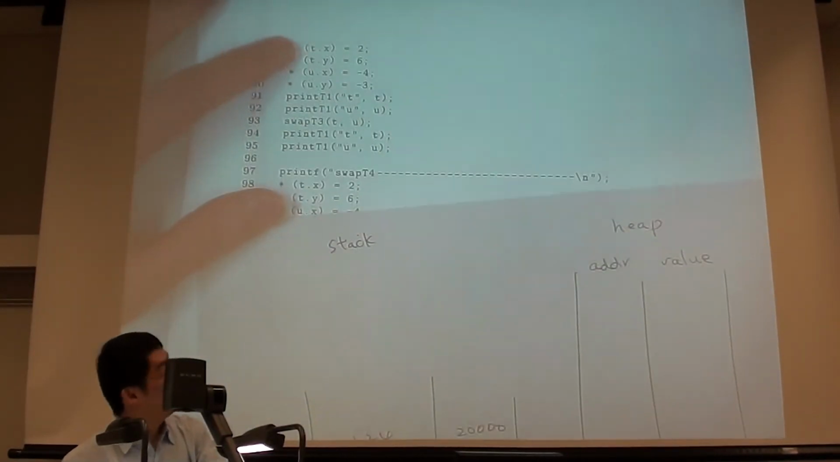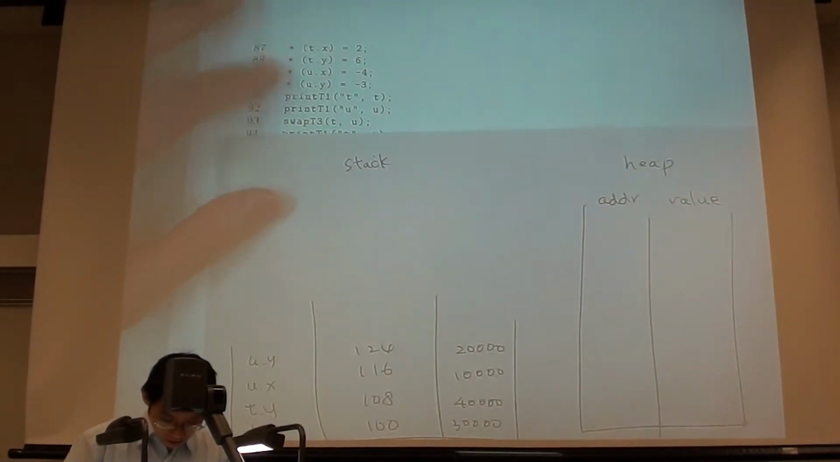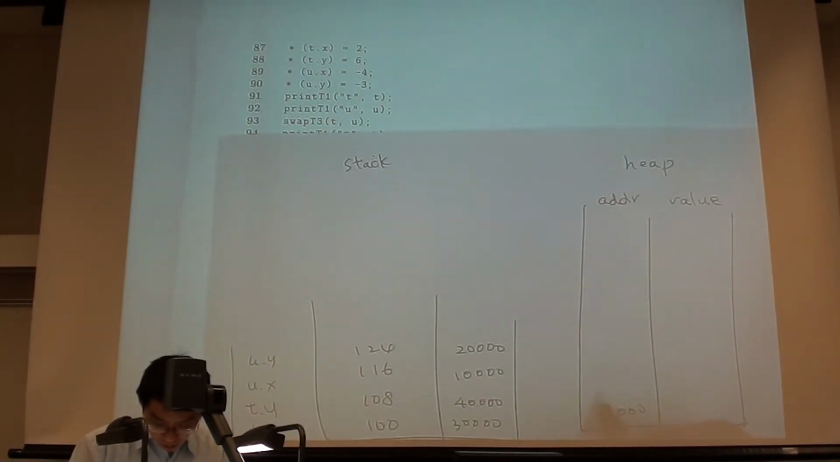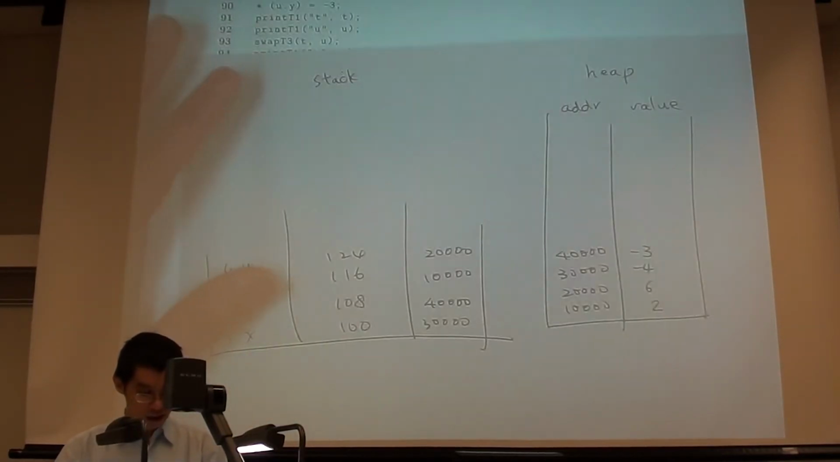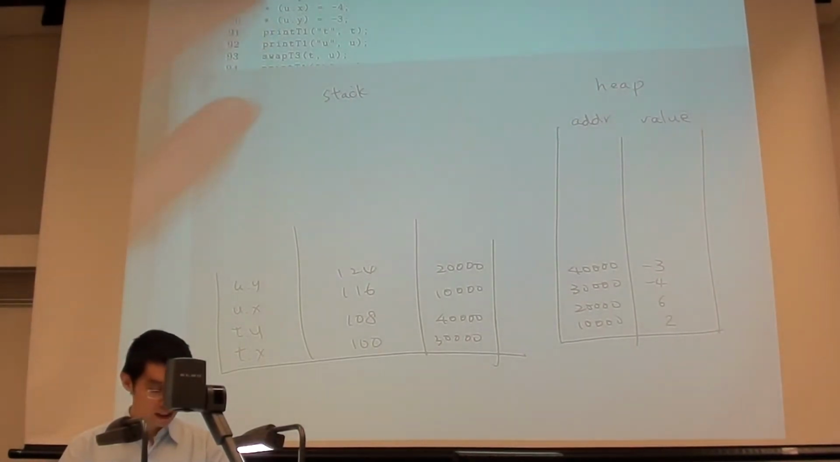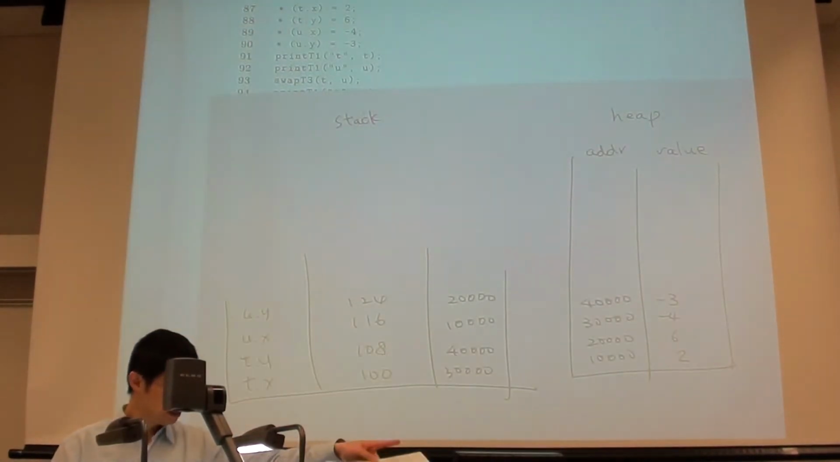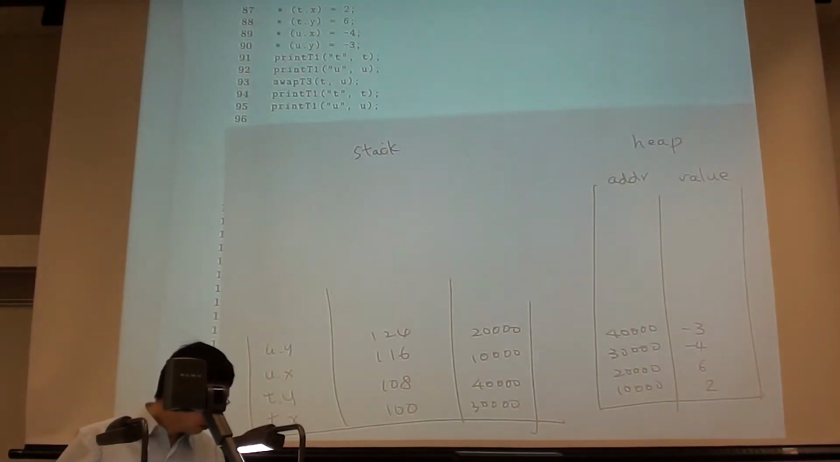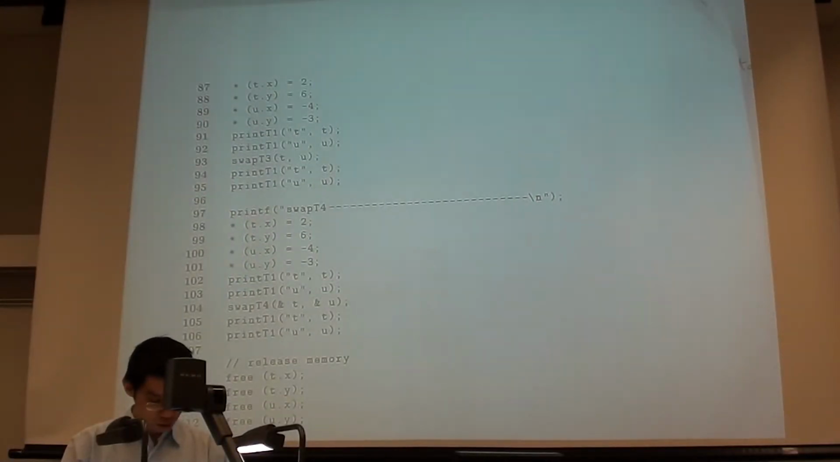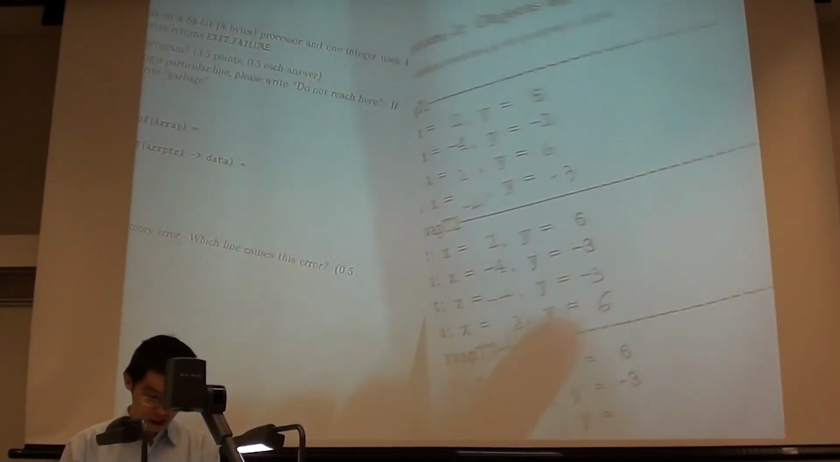Before I move forward, I reset it again. Therefore, this is 10,000, 20,000. 30,000 now is 2, 6, minus 4, minus 3. I reset it so that if you made a mistake earlier, that mistake will not come here. Now print again. It should not be a surprise to you. We should get 2, 6, minus 4, minus 3 again, right? 2, 6, minus 4, minus 3.